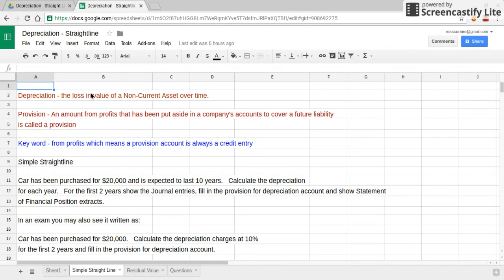Okay, first of all, what is depreciation and what causes it? Well, depreciation accounts for the loss of value of a non-current asset over time. So I think we all probably know that if your mum and dad buys a car, for example, a year later that car is going to be worth a little bit less.